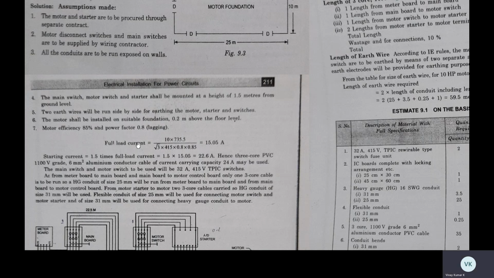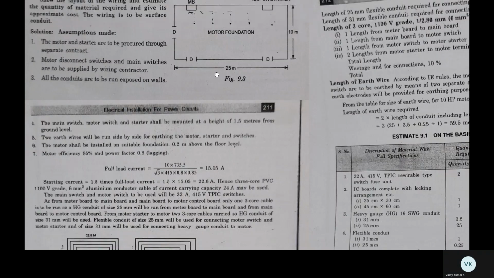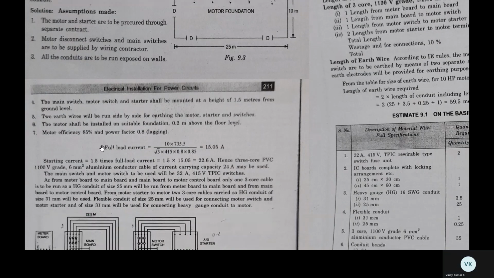Okay. Then how to determine the full load current? Full load current is determined based upon the ratings. He has given 10 HP, so this is in terms of HP. That is 735.5 divided by root 3 into voltage into power factor and diversity factor, 0.85 efficiency. This is a normally made assumption. We are assuming 85% efficiency with 0.8 power factor. So we have calculated 15.05 ampere current.